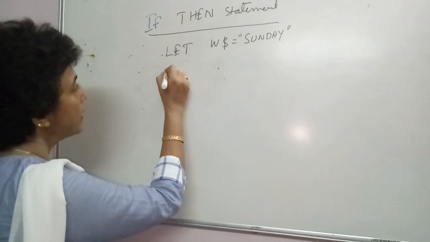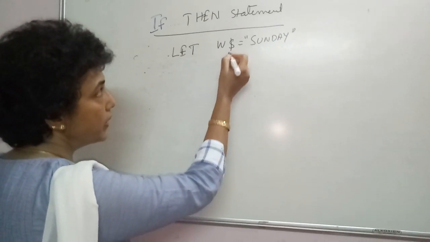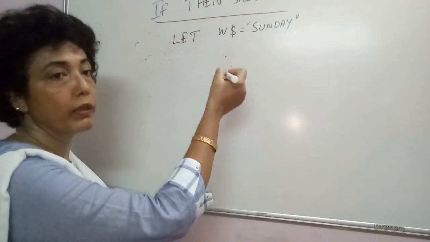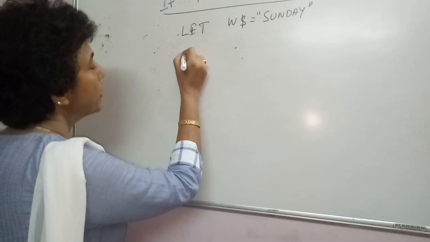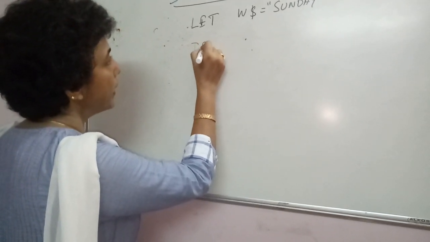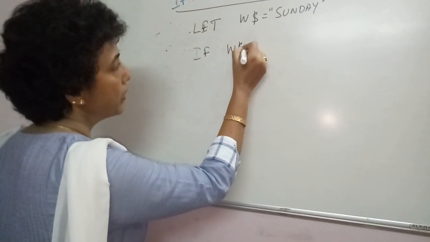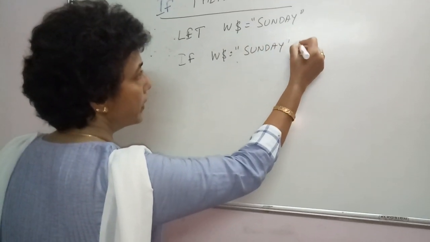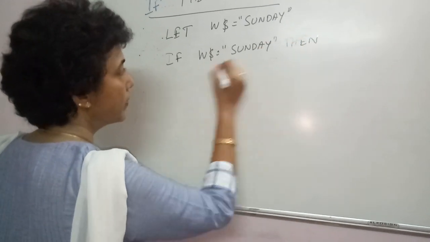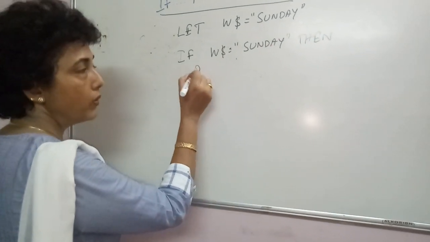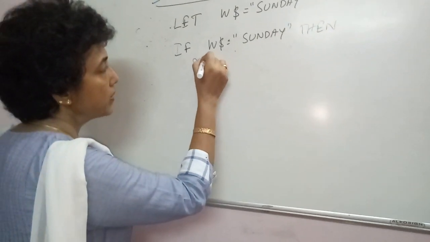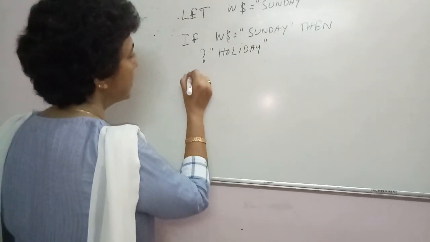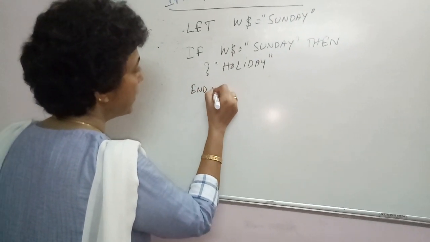So how do I do that? For this is the condition. Condition is that the string constant stored in this string variable should be Sunday. So here I put the condition if $W equal to Sunday, then print, you know this question mark stands for print statement, print holiday. And then I just end that.